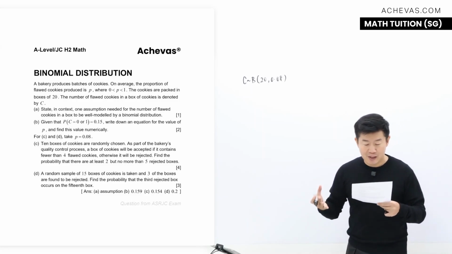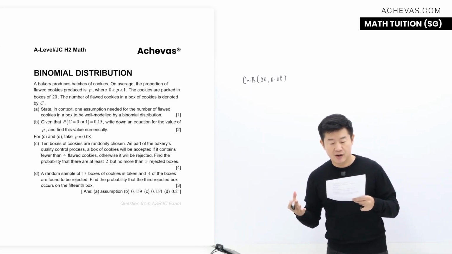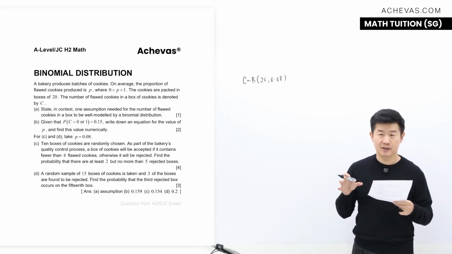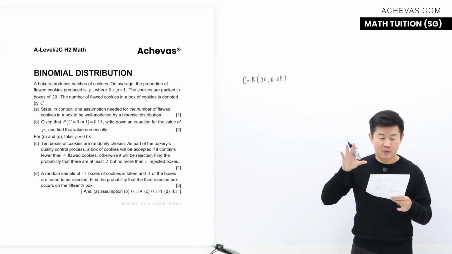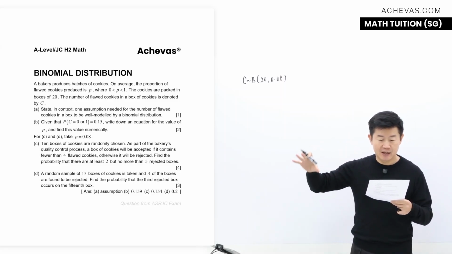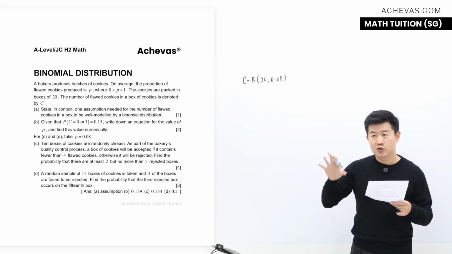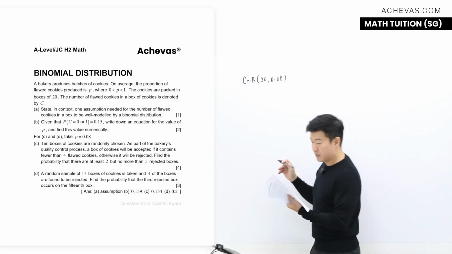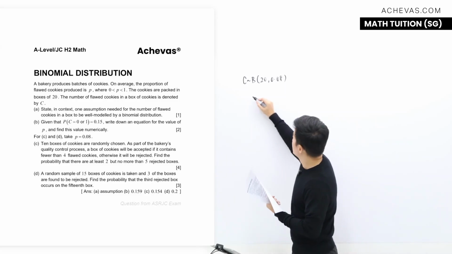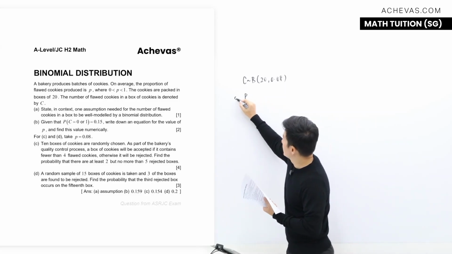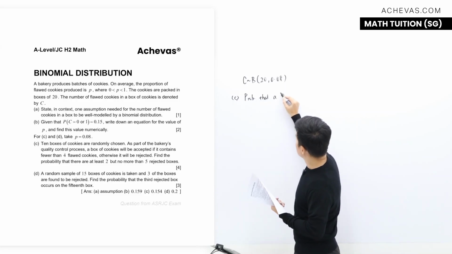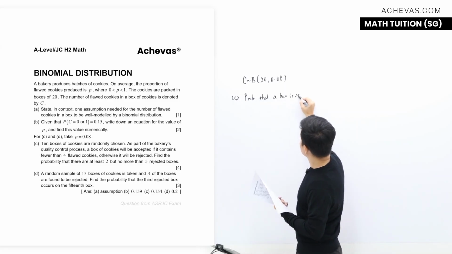So we are supposed to find the probability that there are at least 2 but not more than 5 rejected boxes. Okay, so we are looking at the number of rejected boxes out of the 10 boxes. Let us first try to find the probability that a box will be rejected. Let me write it down here. So the probability, this is for part C, the probability that a box is rejected.